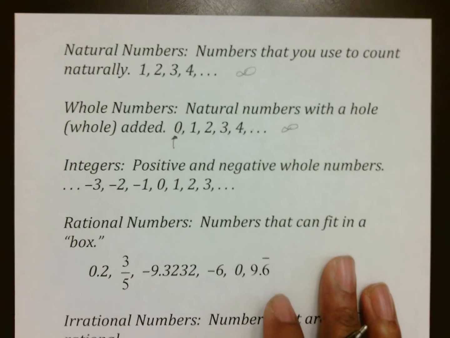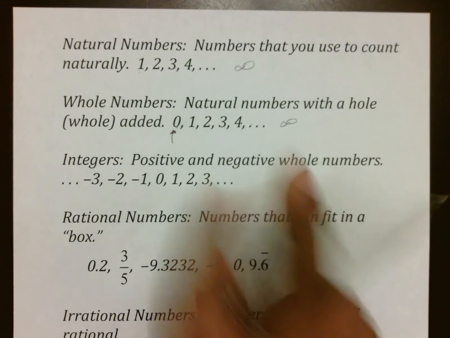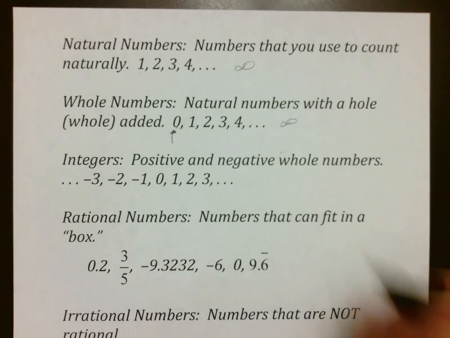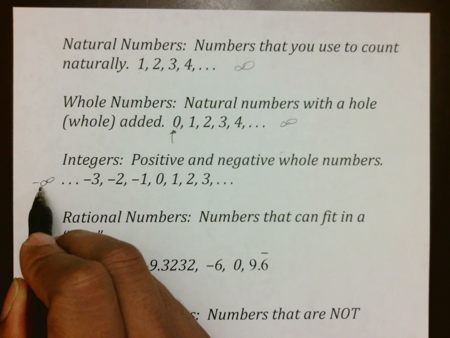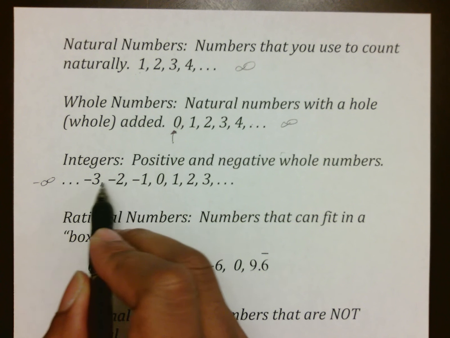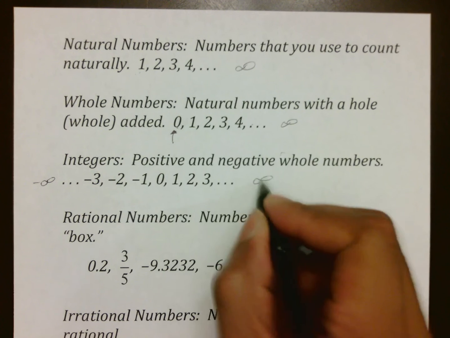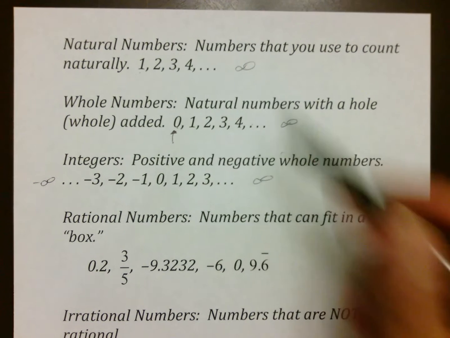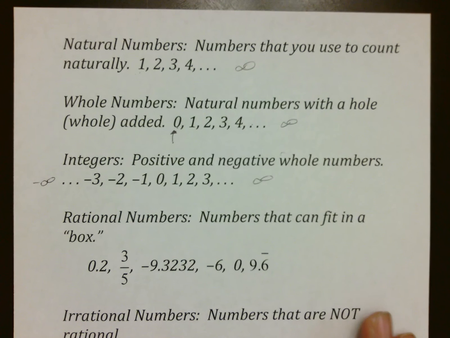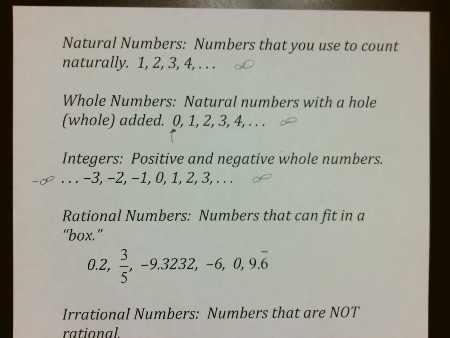The numbers that you're used to seeing are integers, which is positive and negative whole numbers. That means take the whole numbers and flip them on both sides, which means you have the negative biggest number ever, which is negative infinity, all the way down to negative 3, negative 2, negative 1, 0, 1, 2, 3, and again all the way up to infinity. Notice in these three sets there are no fractions, there are no decimals, because they don't belong in those three sets.